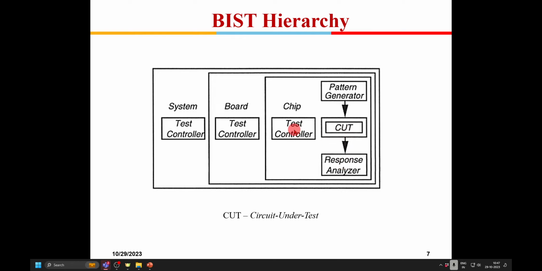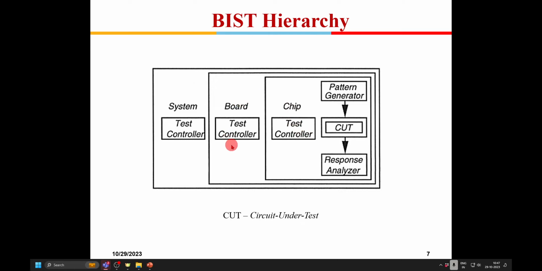Okay, so there is a test controller. First, part by part, all the sub circuits will be checked within the chip, and then the whole chip as a system will be checked. Now there could be multiple chips, so all the chips will undergo some test. So this test needs to be incorporated in the VLSI design in the chip, and then it comes to the board.